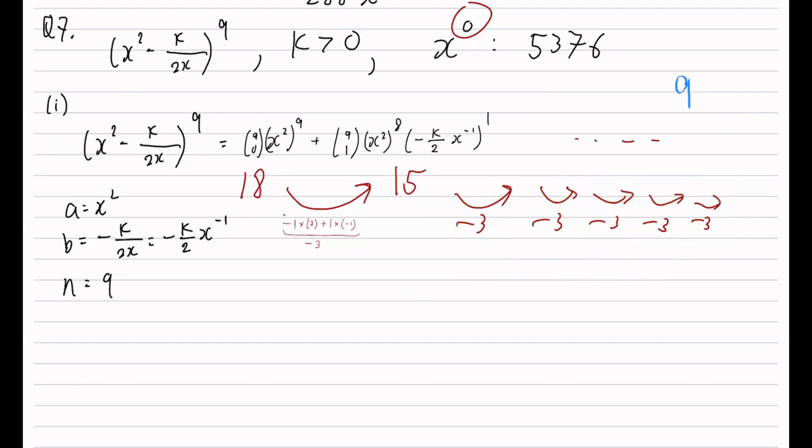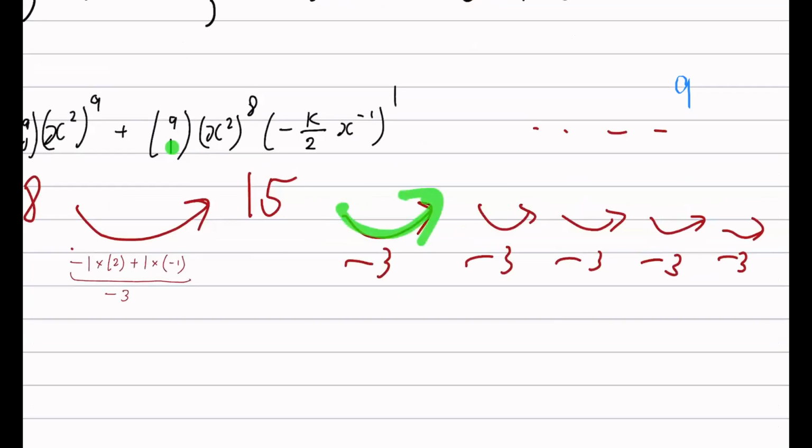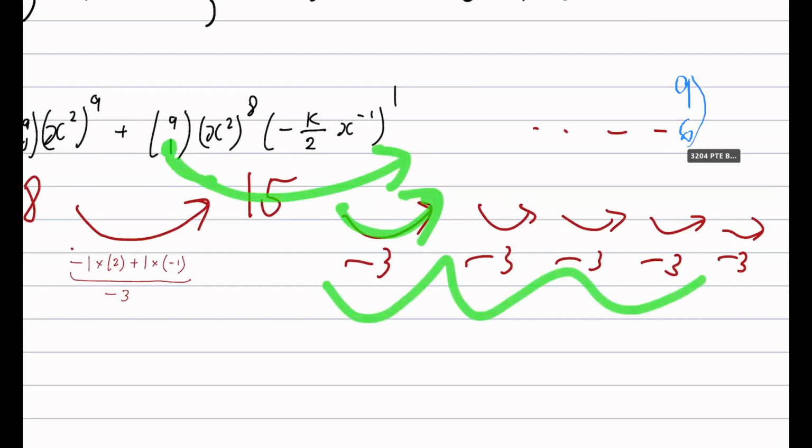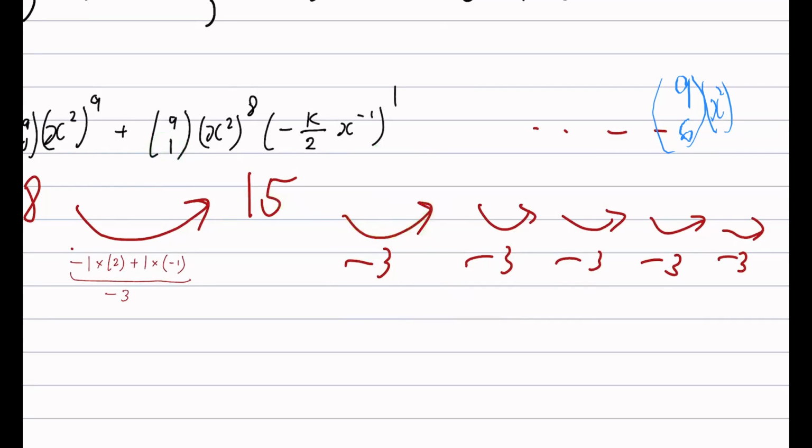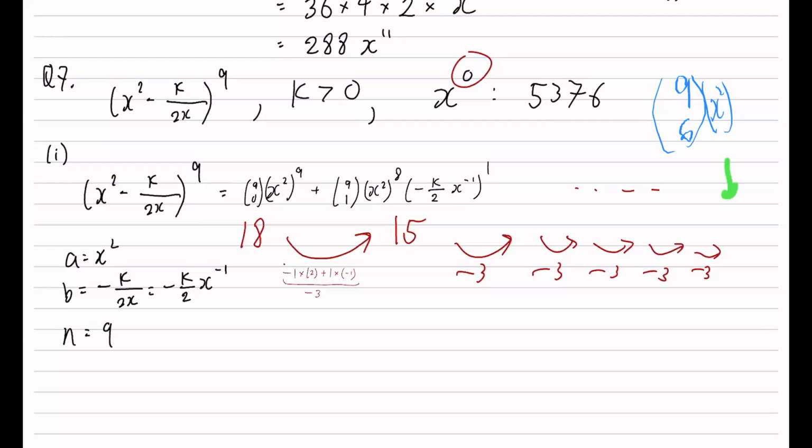Then let's see. Each time we subtract 3 one time, the power increased by 1. So if we need to subtract 3 5 times, the denominator here needs to increase by 1 also 5 times. So straight away, what is the final term? It should be 9 choose 6. Correct. Yes.